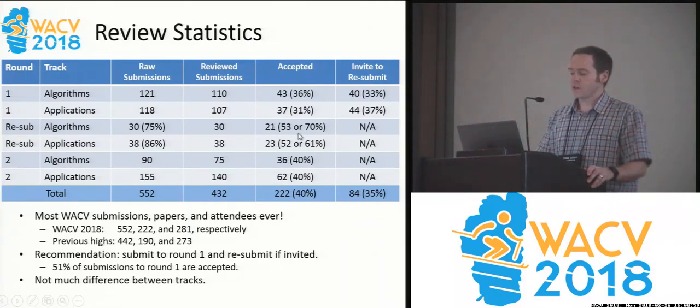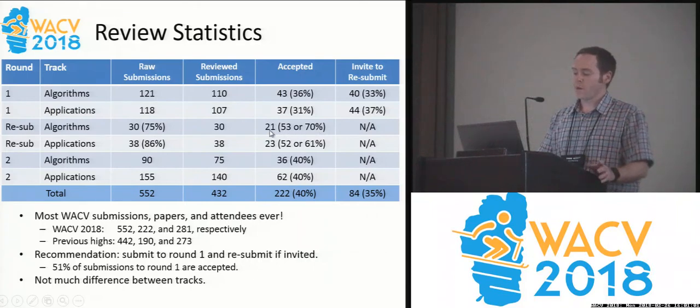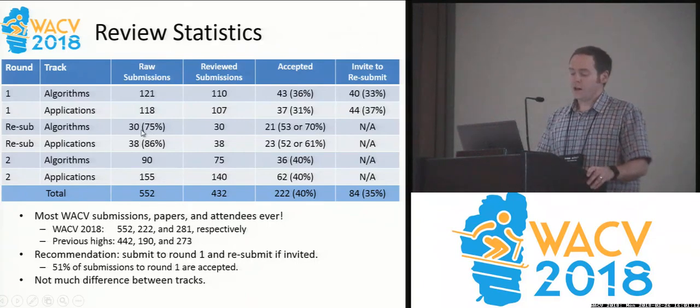The comment here is that this depends on how you count, right? 21 acceptances is 53% of the 40 papers that were invited to resubmit, or alternatively, it's 70% of the 30 people who actually resubmitted. So there's some sort of selection bias where people may not choose to resubmit to the second round if they don't feel like they can satisfy the reviewers based on their comments in the first round.